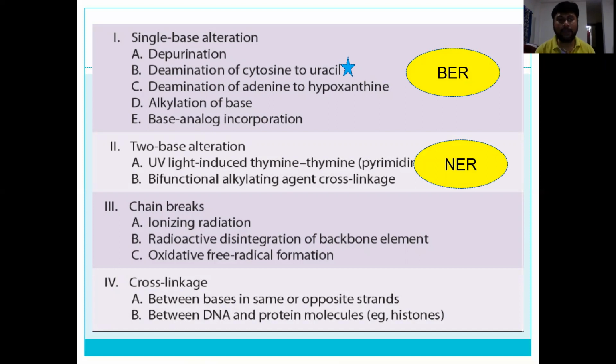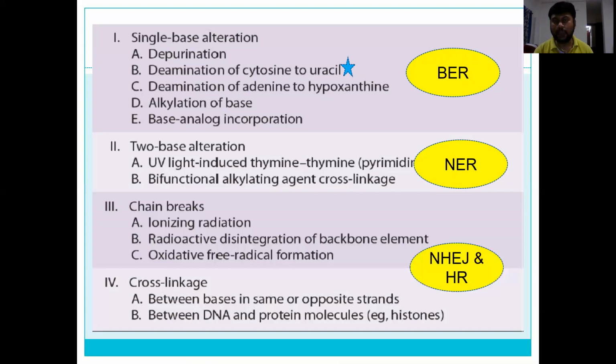Okay, next coming to chain breaks and cross linkages, they are mainly caused by ionizing radiations like X-rays, UV rays, gamma rays, etc. and also by the free radicals produced in our body as a result of metabolism. To correct these errors, we have two different types of mechanisms: one is non-homologous end joining and the other one is homologous recombination. So that's it about the different types and causes of DNA damages.